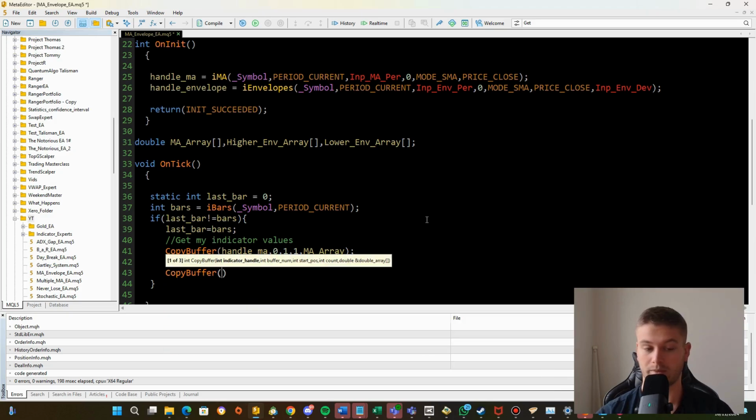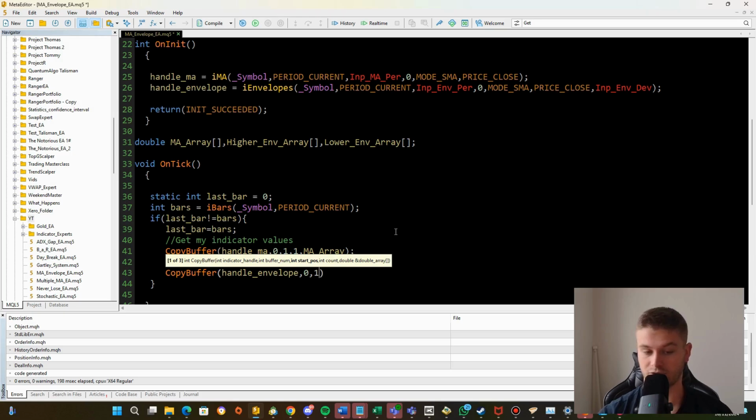Okay, so let's do the copy buffer function for the rest. So handle envelope. Now buffer number is 0. I think 0 is for the higher envelope, as it is in the Bollinger Bands. 1 is for higher, 2 is for lower. So I guess number 0 should be for the higher with the envelopes, but we will see.